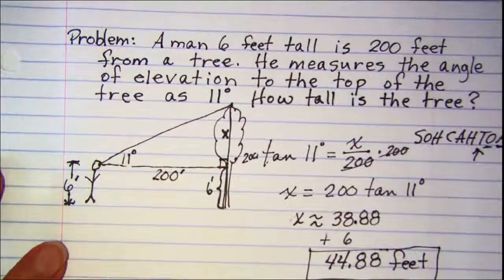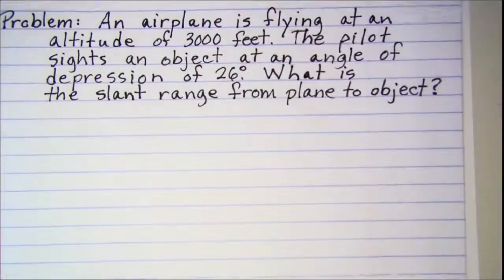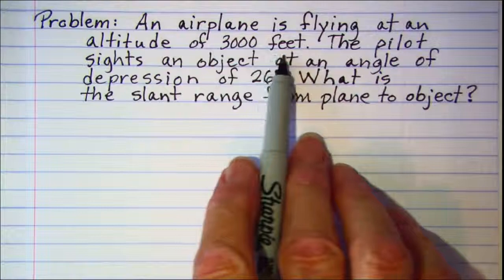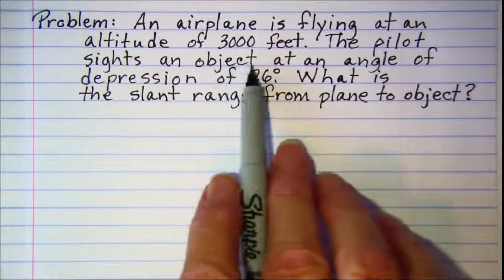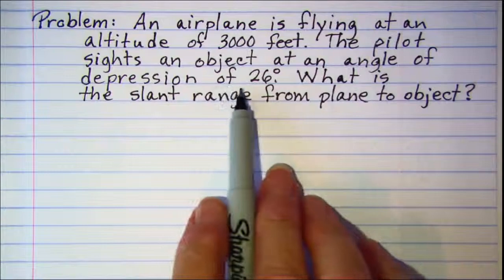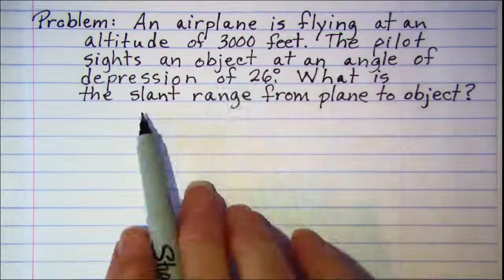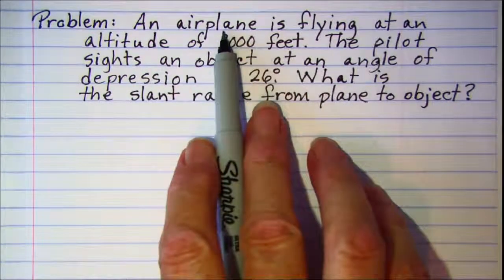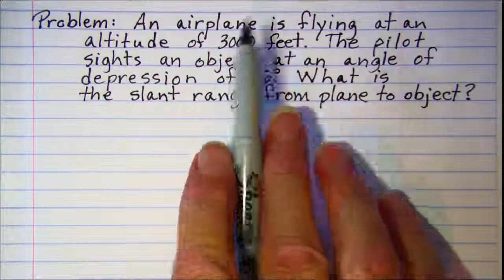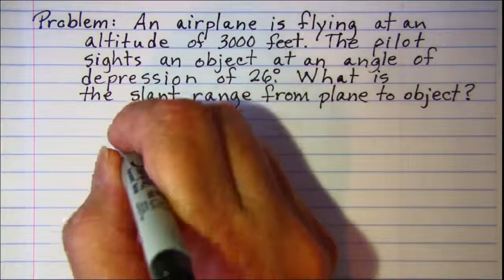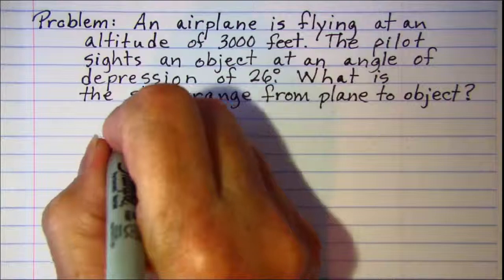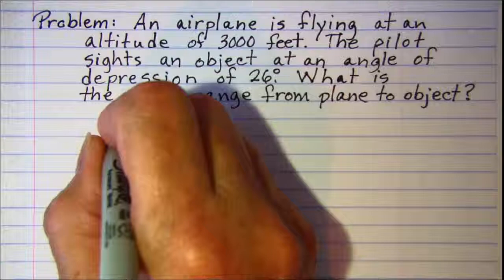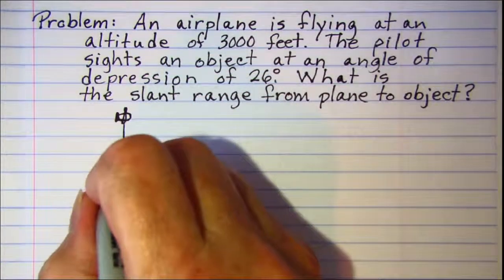Let's do another one. An airplane is flying at an altitude of 3,000 feet. The pilot sights an object at an angle of depression of 26 degrees. What is the slant range from plane to object? So we have an airplane flying at an altitude of 3,000 feet. Here's our airplane, 3,000 feet.